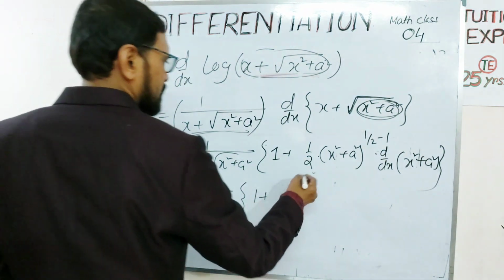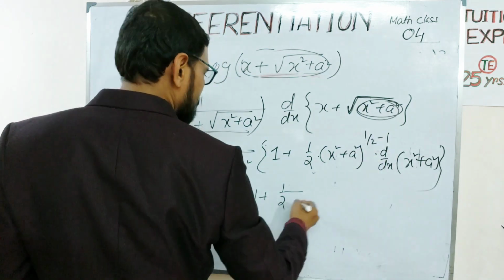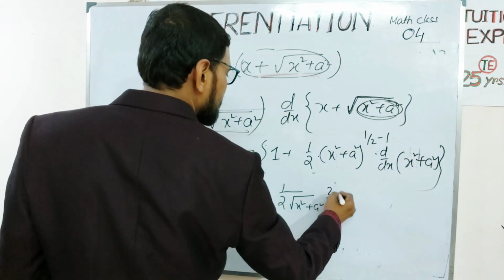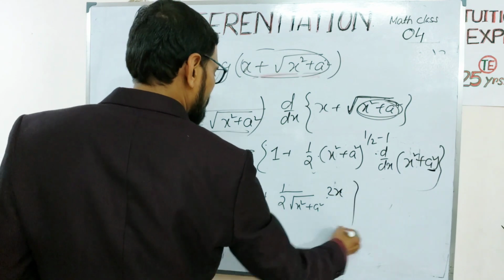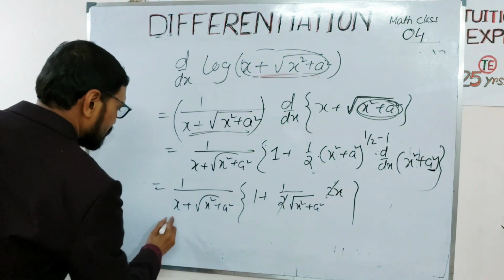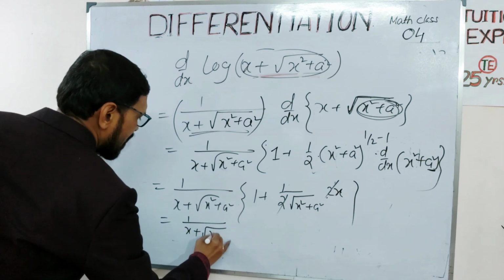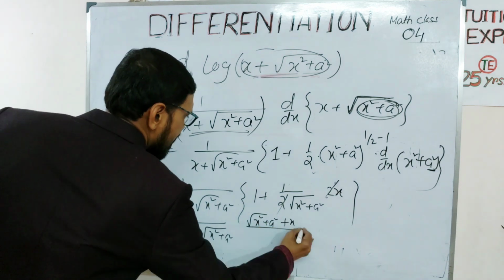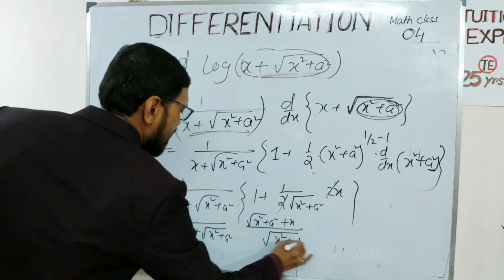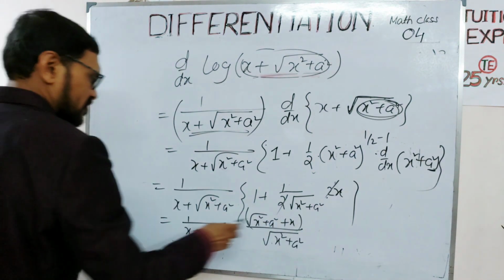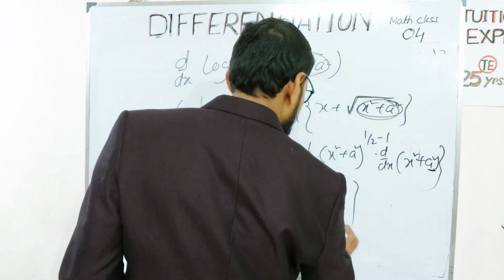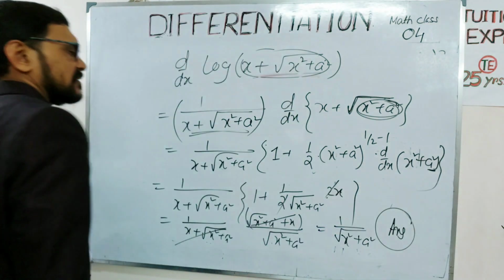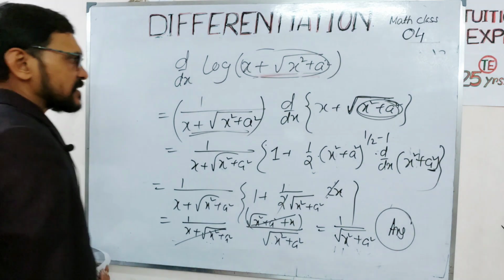One plus this to the power minus half, so this will be this, and the derivative of x square is 2x, and the derivative of a square is 0. So 2 cancel. Cancel this and this, and the result becomes this. This is the final answer.